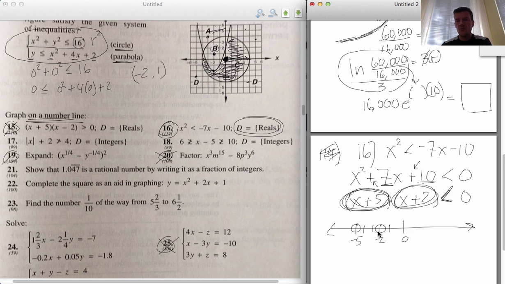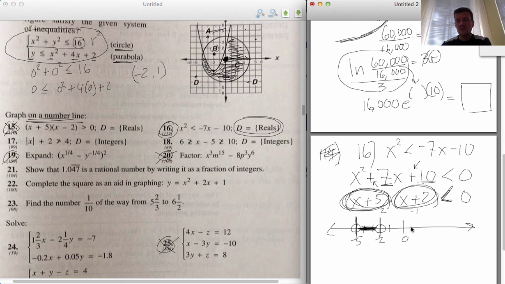And I'm going to test my regions now. I've divided into 3 regions here. Actually, it's really just 2 regions because it's either in between or outside. Let's take the number negative 3. If I put in negative 3 plus 5 is 2. Negative 3 plus 2 is negative 1. And 2 times negative 1, is that going to be negative? Yes. So I'm going to shade in between.